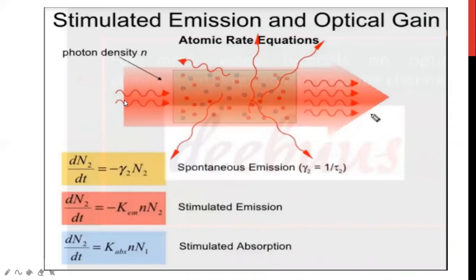Now let us see the rate equations associated with lasing action. As we have discussed just before, N2 is the number of atoms in the higher level, that is the E2 level. N1 is the number of atoms in the E1 level. And small n is the incident photon intensity.